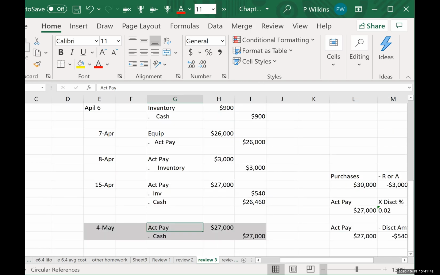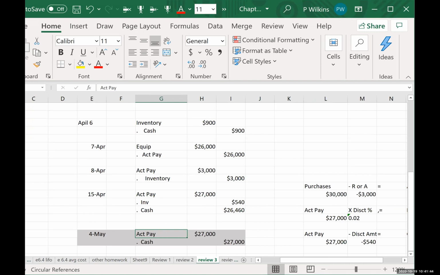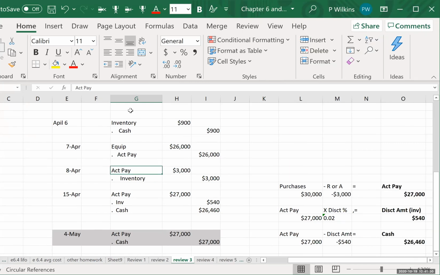Let me see if I can get, oh, there we go. That's all of the entries on the screen there for the third problem on exam review 2.